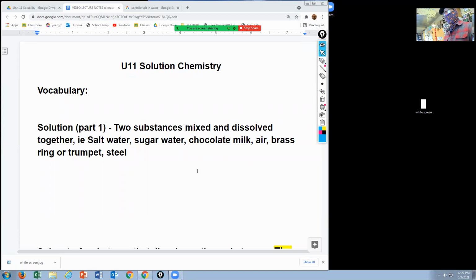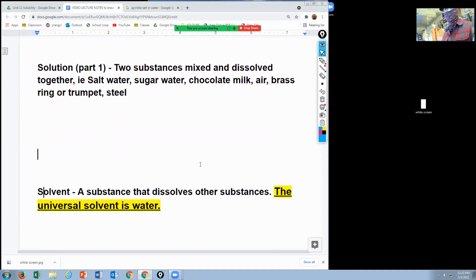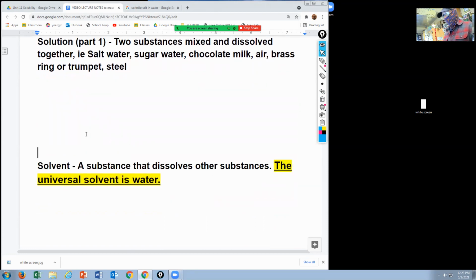Now, let's take a look at some vocabulary. This vocabulary, we're going to move through it. All right. So, a solvent, ladies and gentlemen. A solvent is a substance that dissolves other substances. So, the one thing that I think you should memorize is that water is called the universal solvent, because pretty much everything that we come in contact with, except for many things, but a lot of things we come in contact with, are going to dissolve in water.